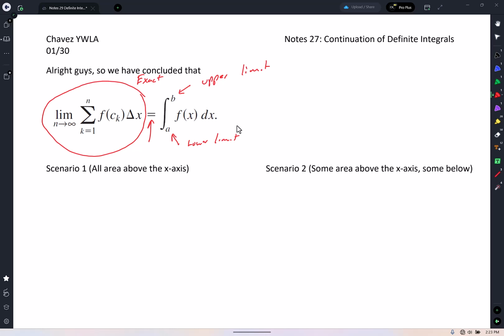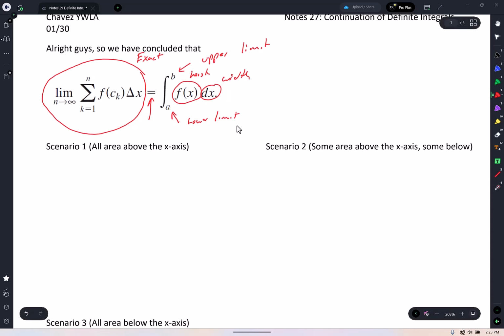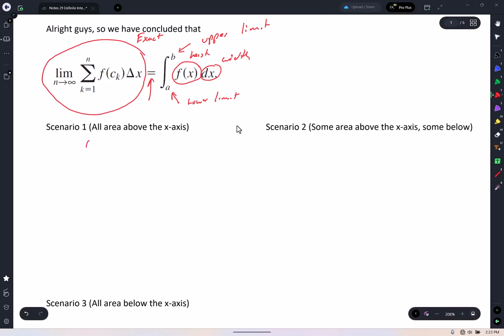Well, of course, remember, guys, the f of x is like your height. The d of x is like your width. Width of what? Of a rectangle. And this means that you're adding up an infinite amount of rectangles under the curve. So that's how we got the exact area. So scenario one, all the areas above the x-axis. So we're talking about signed area.